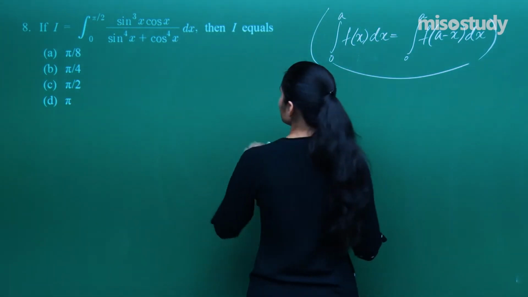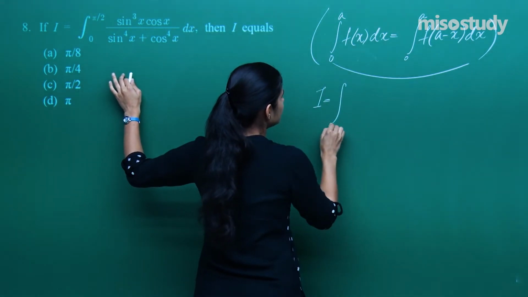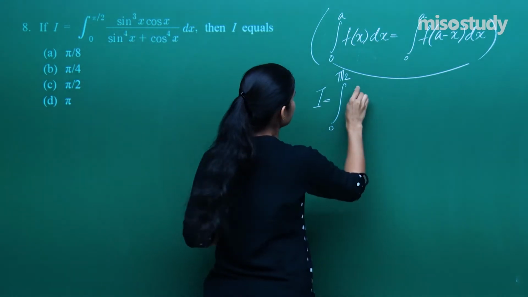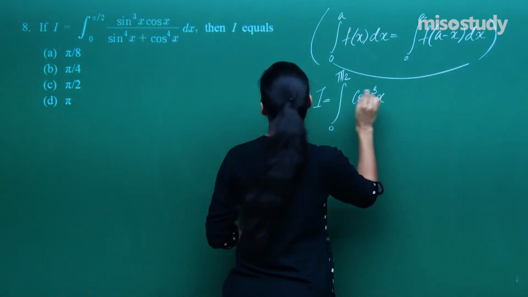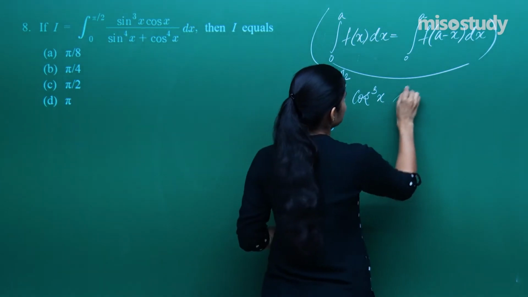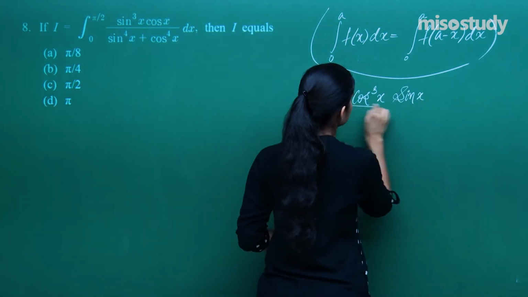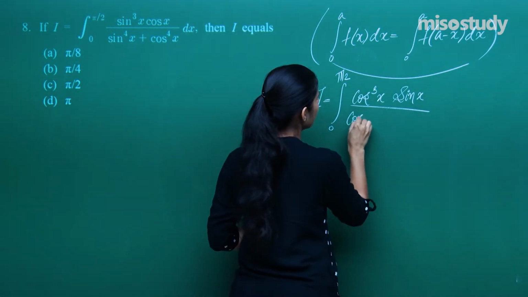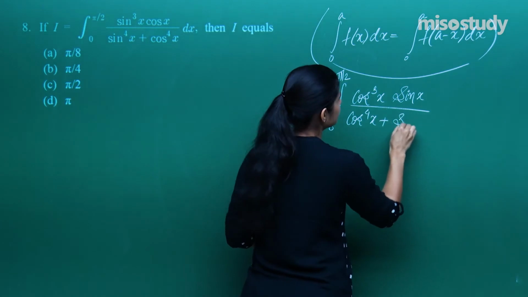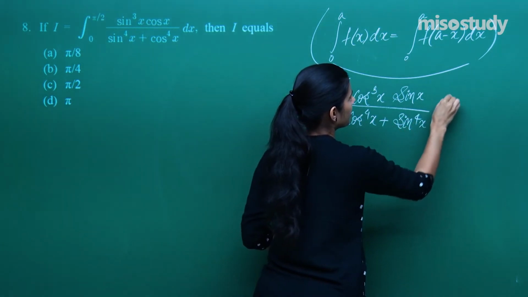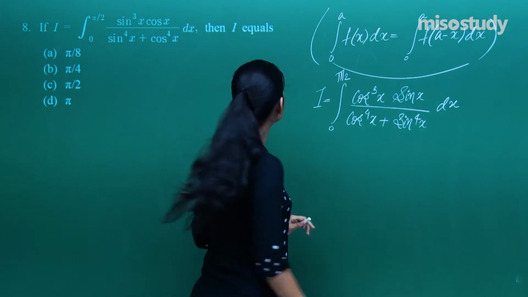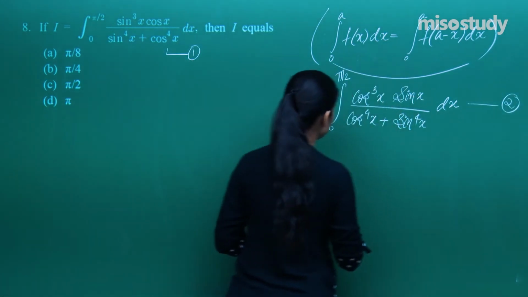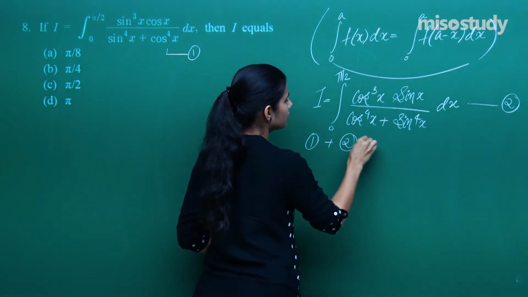Okay? If I apply this, my integral turns out to be what? 0 to a, sine cube of pi by 2 minus x is cos cube x. Cos of pi by 2 minus x is sine x. Sine of pi by 2 minus x whole to the power 4 is cos 4x. Similarly, this is sine 4x. Right? If I take this as 1, take this as 2, now I am saying add 1 and 2. What do you get?